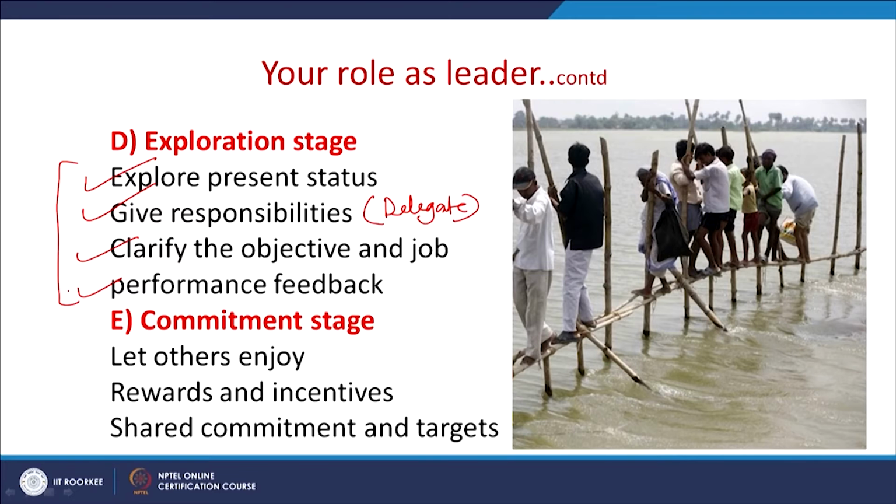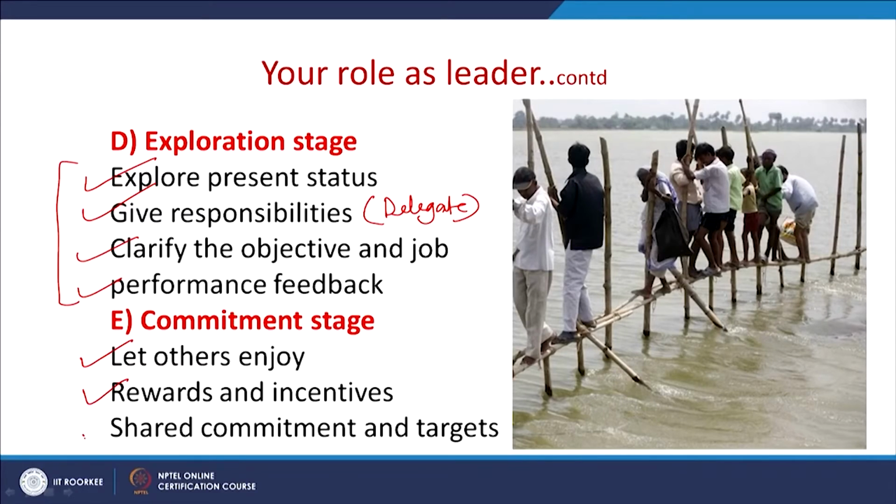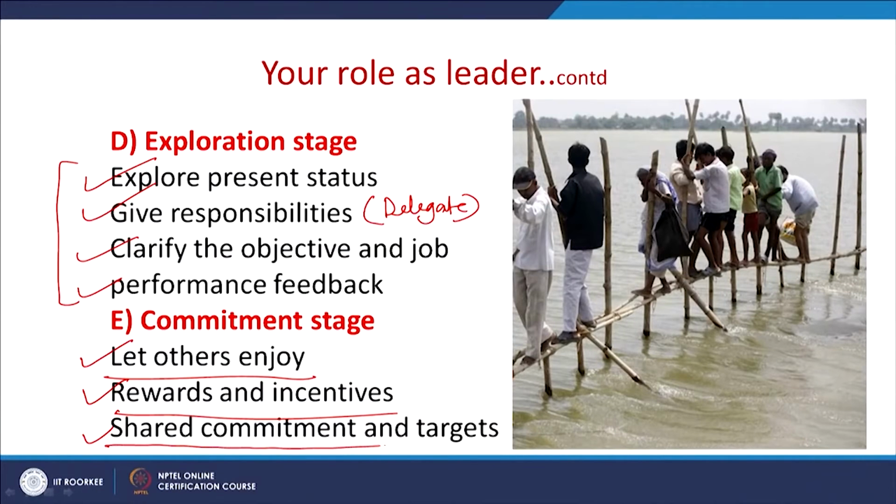In the commitment stage, you find that some people are doing it and some are not, or are hesitant, so slowly this process should be continued, and after some time there could be a joint commitment. At that stage your role will be to let others enjoy. You take everybody into that enjoyment and celebration, with rewards and incentives. You can develop a system of incentives by giving recognition in terms of certificates or felicitation, etc., and you can make a shared commitment and targets.